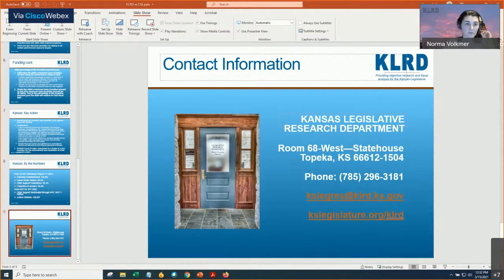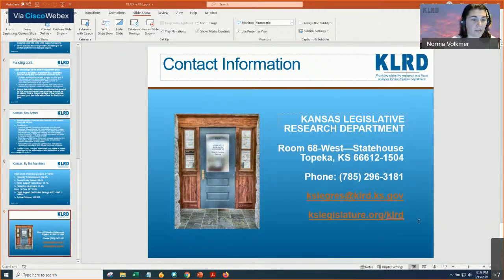Norma, I have a quick question. The IV-D, this is not a familiar area. What does that mean? Is that a certain area that it's in? Sure. So that is those 4D cases.